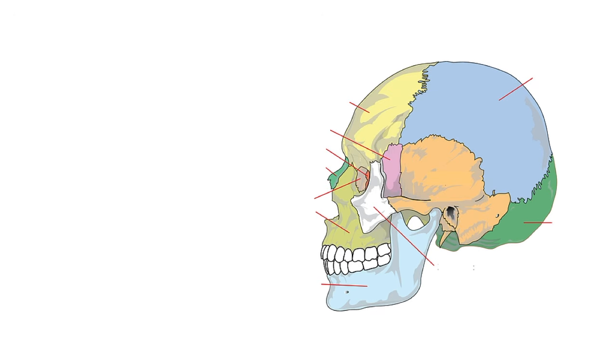Today we're going to talk about the cranial bones. We'll discuss the anatomy and location of each bone, as well as important features that you should know for each one. The skull is made up of a total of 22 bones.